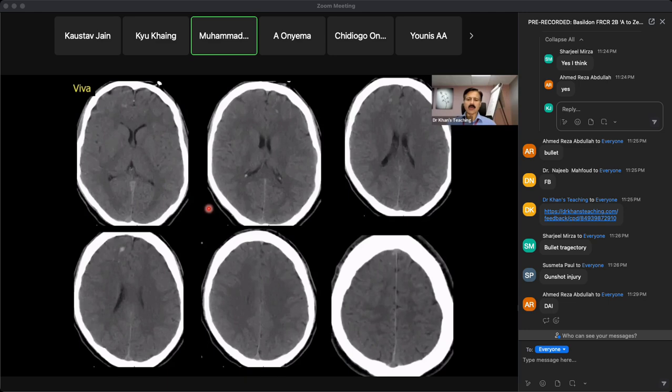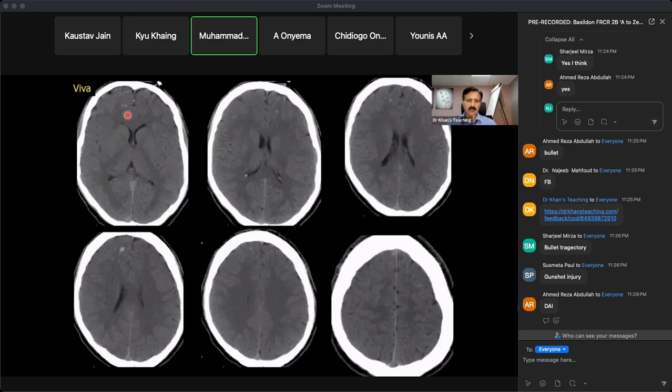Even on a FLAIR sequence or a T2 weighted sequence, you can see high signal where on a CT you might not pick up. But the king sequence, the exam sequence, is a T2 star or a susceptibility weighted image. You have to ask, and the viva will go in that direction.